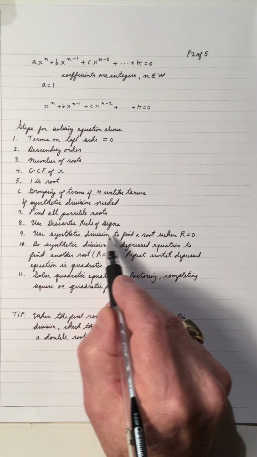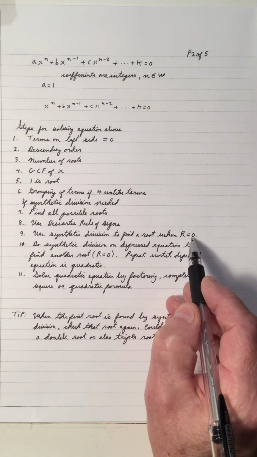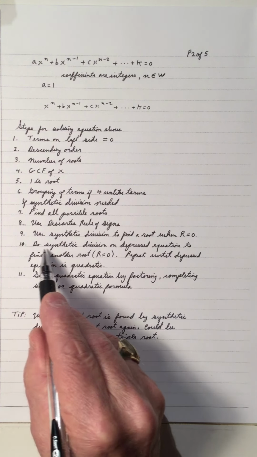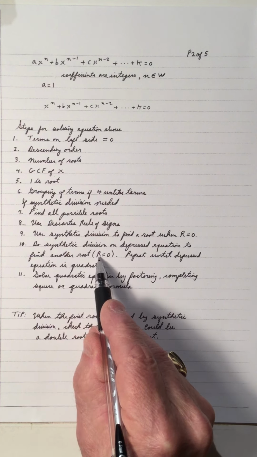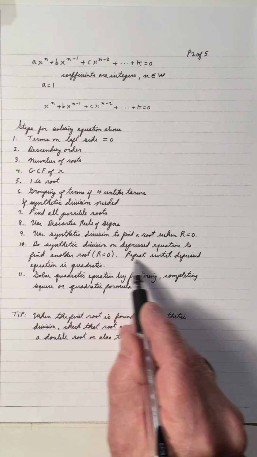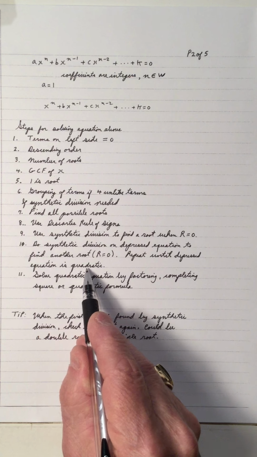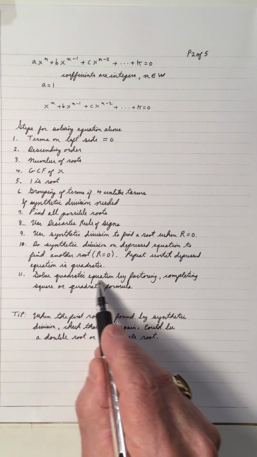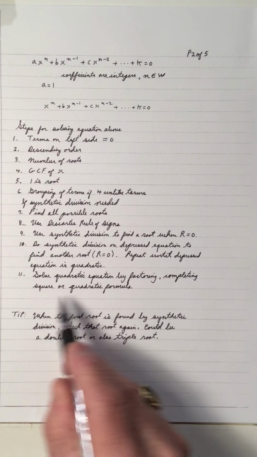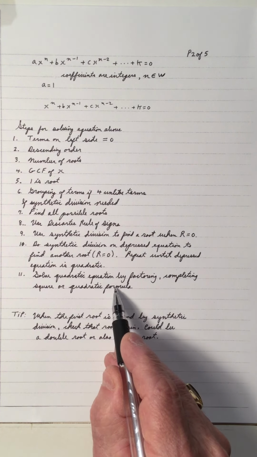You use synthetic division to find a root when the remainder is equal to 0. And you do synthetic division again on the depressed equation to find another root when you have a remainder equal to 0. You repeat until the depressed equation becomes a quadratic. When you get a quadratic equation, you solve it by factoring, completing the square, or the quadratic formula.